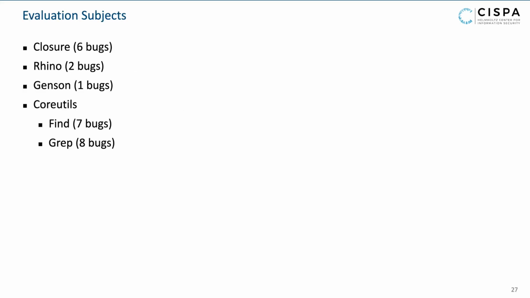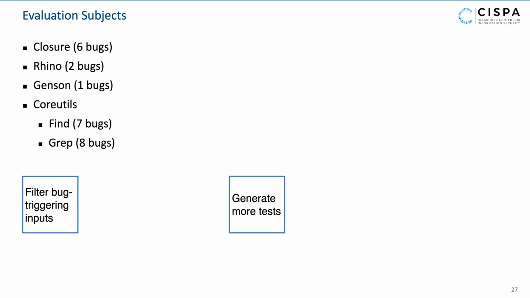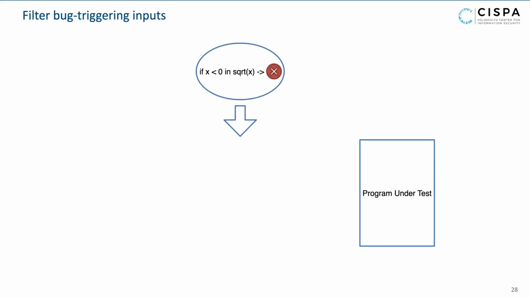In our evaluation, we are using 24 different bugs. 6 are within the Google Closure compiler, 2 in Rhino, a JavaScript interpreter, 1 in Jensen, a Java library for interpreting JSON, 7 in Find, one of the GNU core utils, and 8 in grep, which is a core util just as well. Our first use case is filtering bug triggering inputs, the second one generating more tests, and the third one limiting scope in debugging.